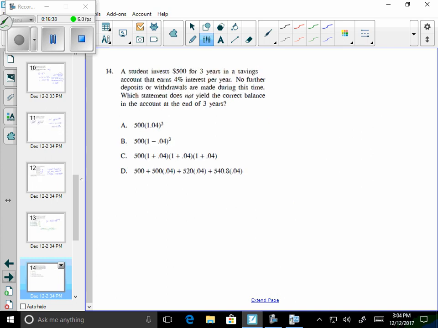A student invests $500 for 3 years in a savings account that earns 4%. No further deposits or withdrawals were made. Which one does not yield the correct balance? When you are investing in a savings account, you are going to be adding in the parentheses. So therefore, that makes this one nice and easy. You can say which one does not yield.